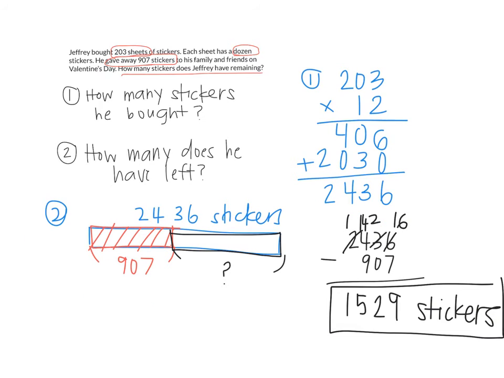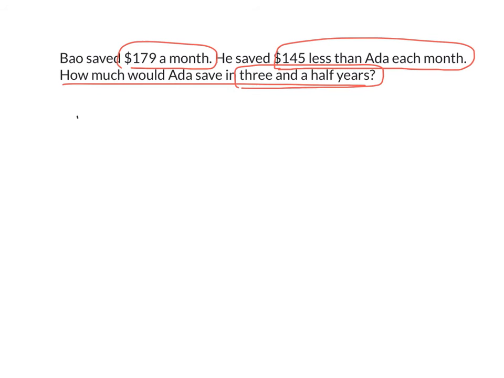Okay. So again, by going through the 2 steps, we can find out the final answer, and don't forget to label your answer. If you don't know how to label your answer, like what the unit should be, you just go back and read the problem. The problem says how many stickers does Jeffrey have remaining, so we know that the answer should be in stickers. Again, there's 2 steps. What is the first step that we have to figure out?